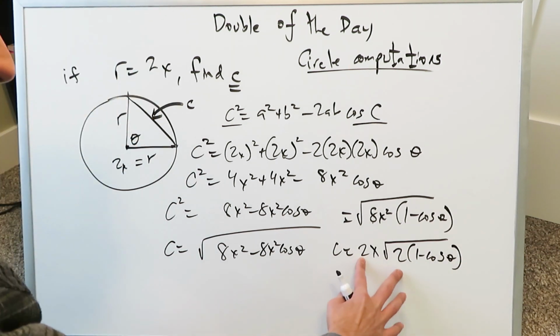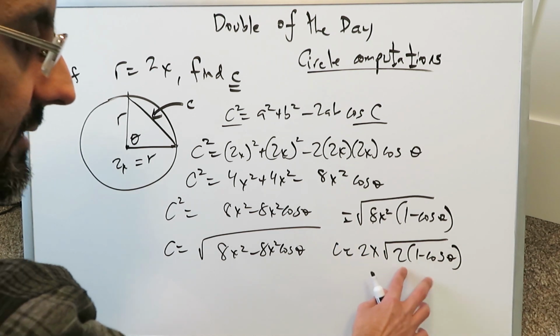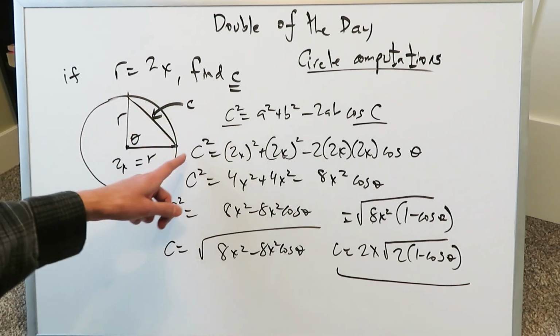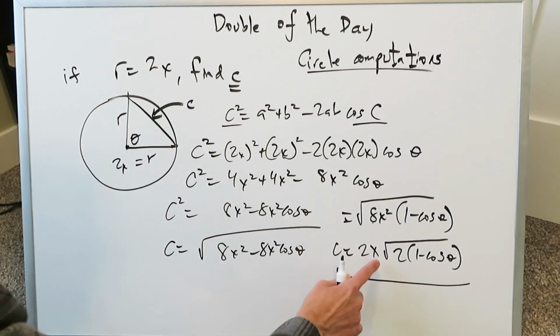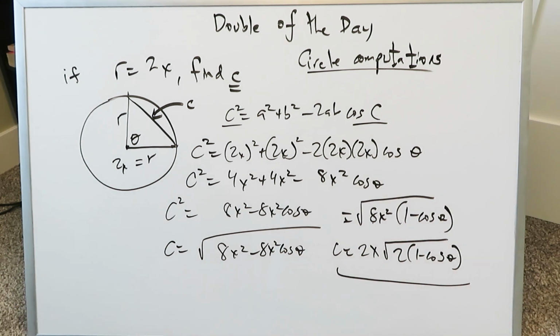Think about it. I have a 2 root 2, which is the square root of 8. The x squared came out as an x, and then everything else is good. So this right here would be the measure of your side c. You would just need the values of x and the angle, and you'd have a numerical value here for c. But that right there is your final answer.